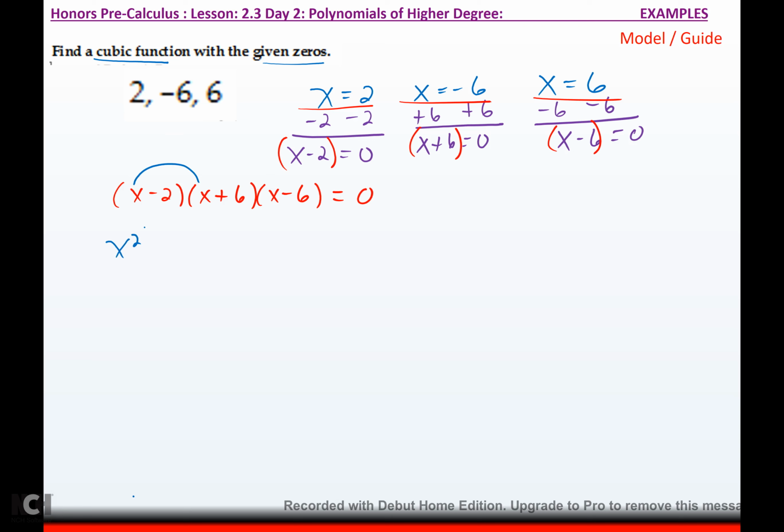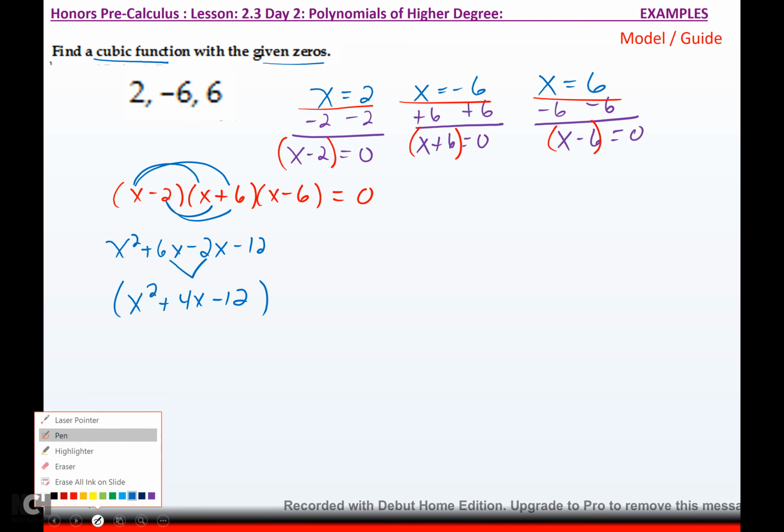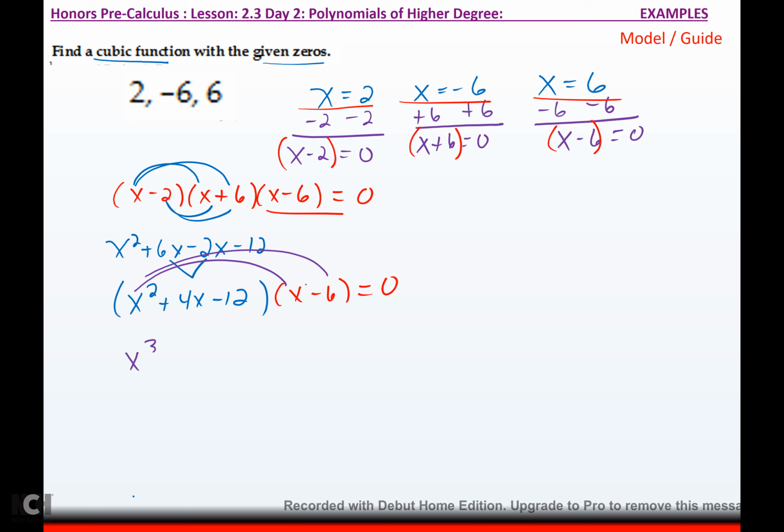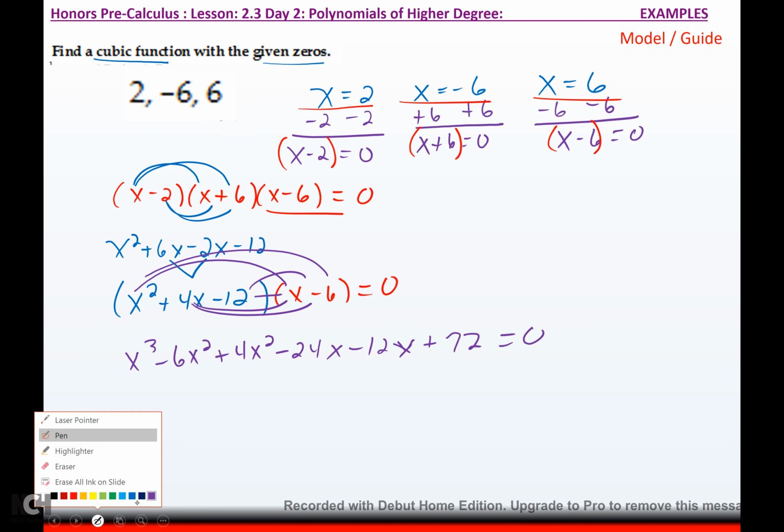So x times x is x squared, x times 6 is 6x, negative 2 times x is negative 2x, negative 2 times 6 is negative 12. Combine like terms, I get x squared plus 4x minus 12. But I have to multiply that by my third factor, which was x minus 6. And if I do that, I get x cubed minus 6x squared plus 4x squared minus 24x minus 12x plus 72 equals 0. Combine like terms.